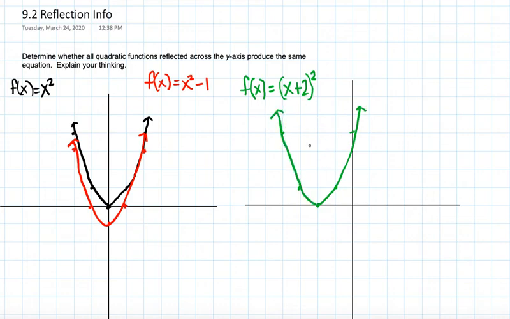Okay, now if I reflected this across the y-axis, I'm going to change colors here. This point will still be this point. This point becomes this point. This one's here, this one's here, and that one's there. Is this the exact same equation, or exact same graph? Whoopsies. No, it's not. It's similar, it's just a reflection. Nothing changed in size or shape, but location did.